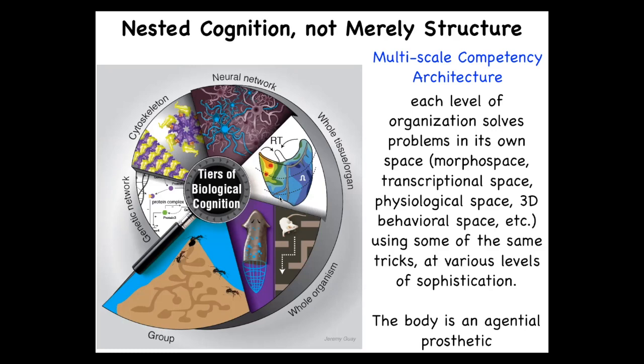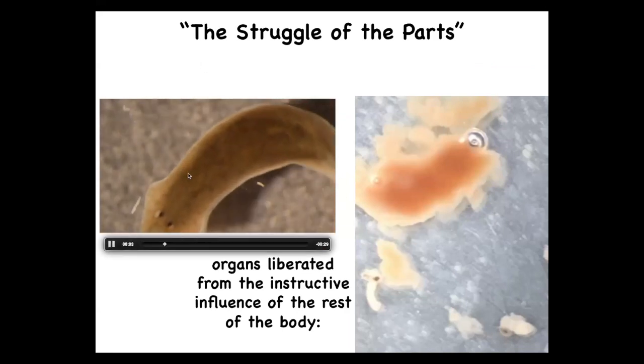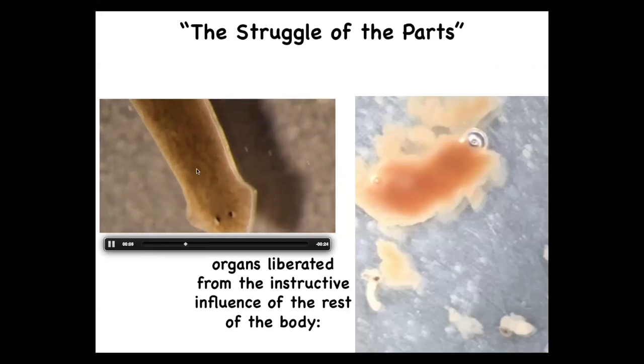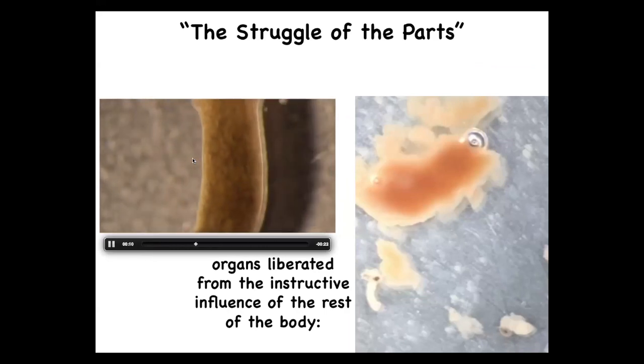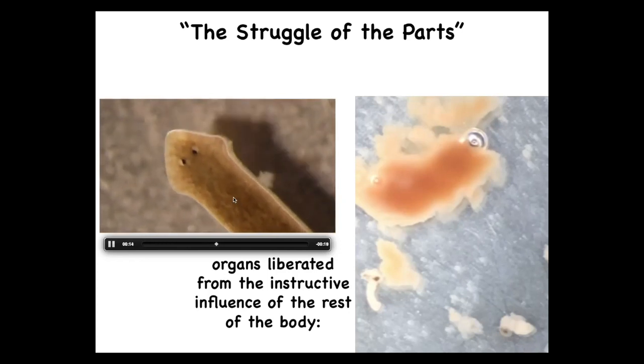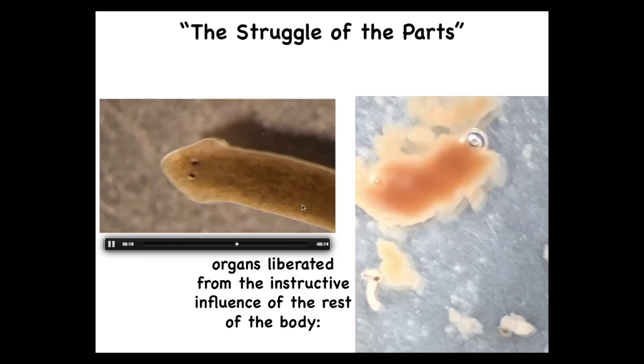And so I can just show you a few cute examples. This is a planarian, and we'll talk more about this in a moment. This amazing flatworm. And one of the things the planaria have is a pharynx, which is this little tube that it sometimes uses to pick up food, but you don't see it. The pharynx, most of the time, is completely quiescent, so you can't see it.